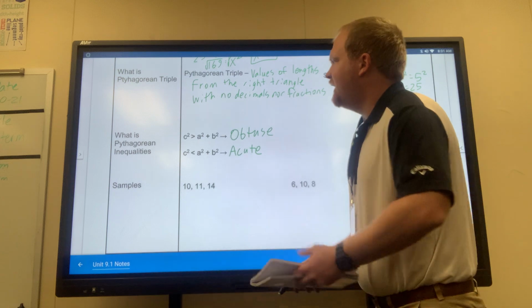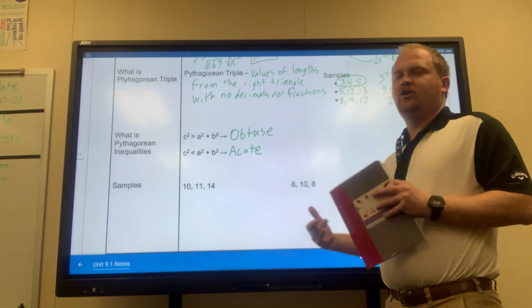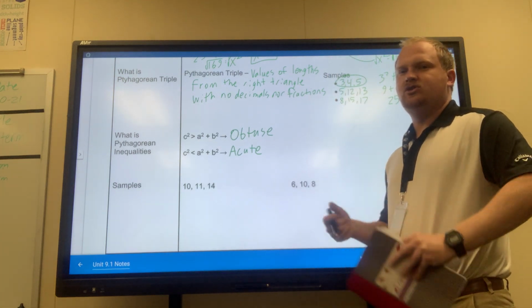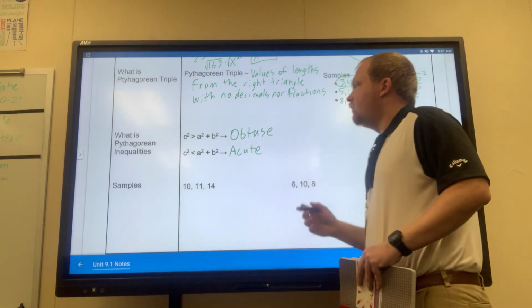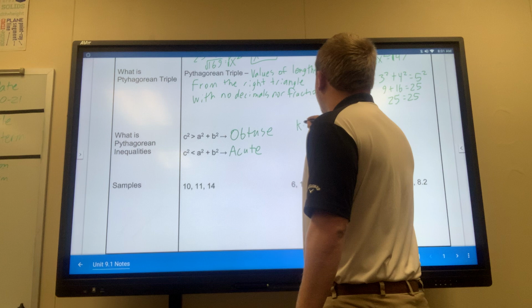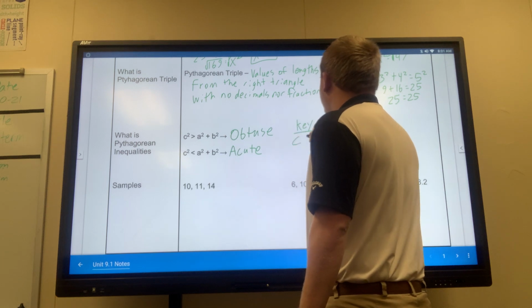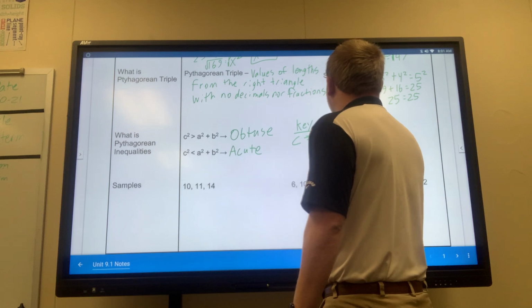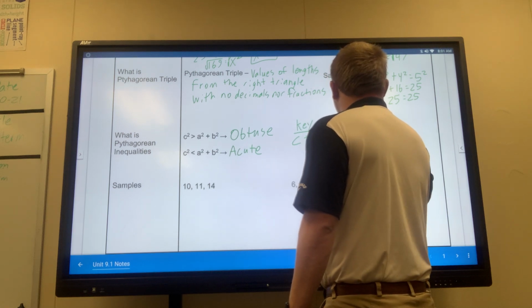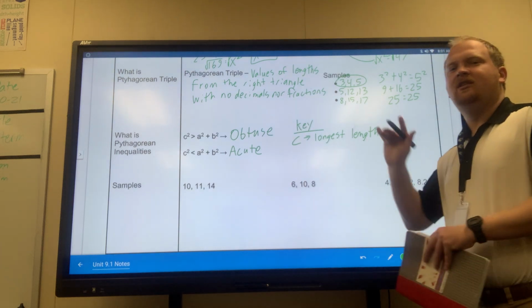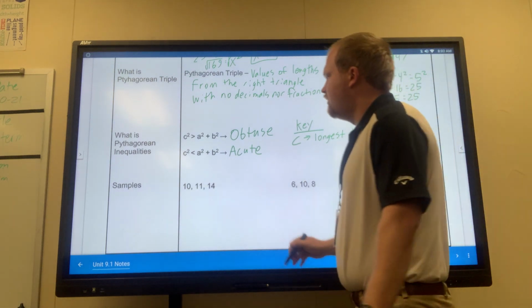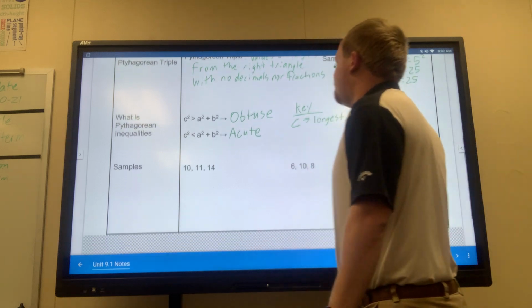So what we have to be able to do is determine which one is which, as far as which one is obtuse and which one is acute. Well, here's the key to remember. C is always the longest length. Whatever the longest length is, whatever the biggest number is, it has to be C. Okay? So let's look at these examples real quick.